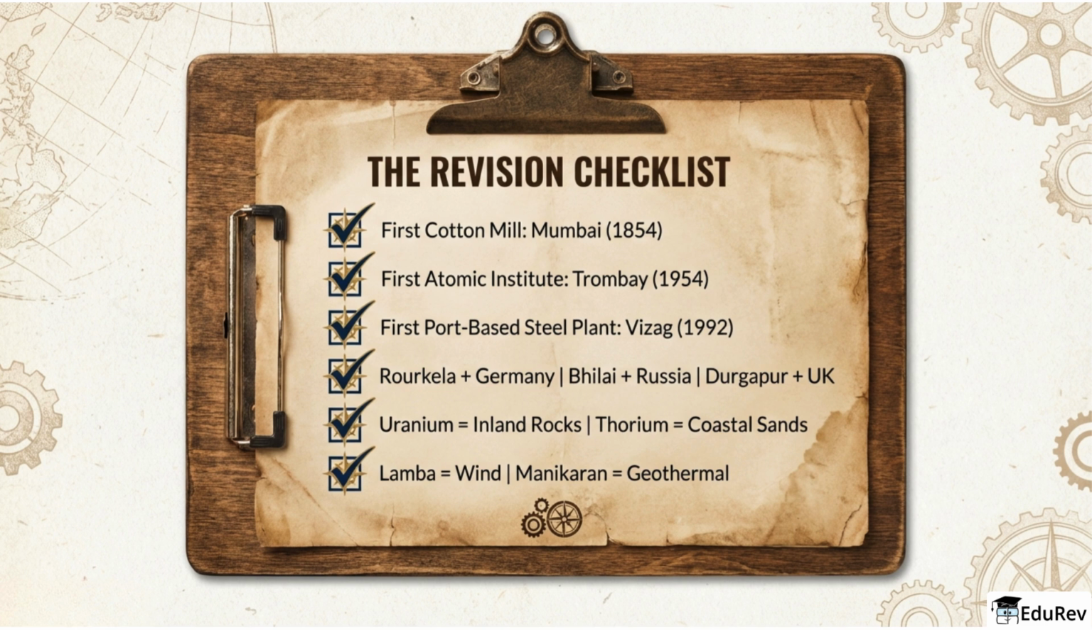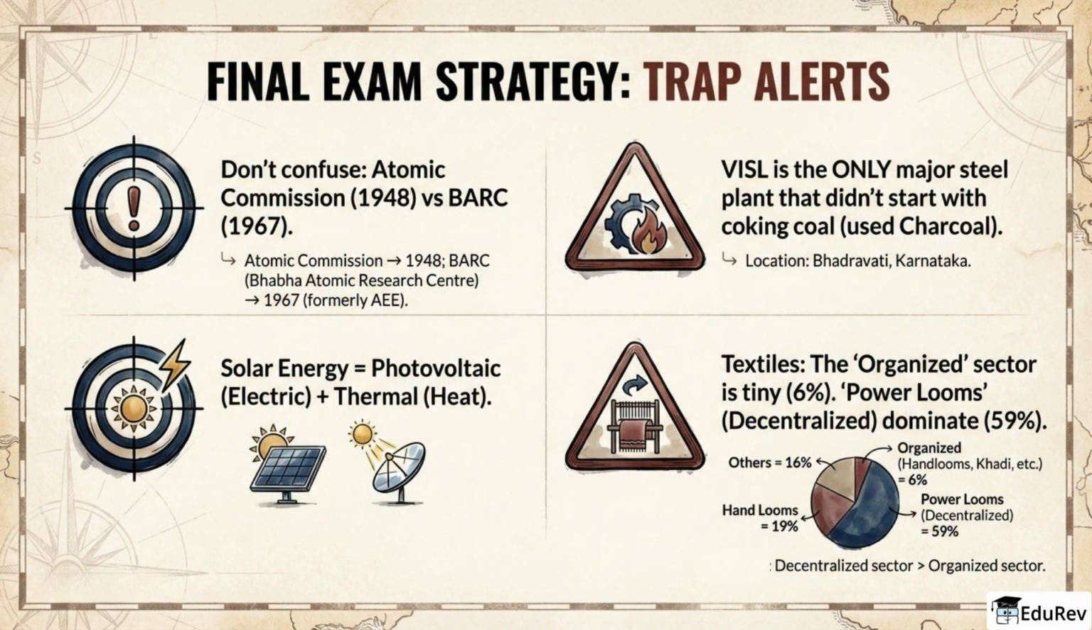Fifth, the mineral contrast, uranium equals inland rocks, thorium equals coastal sands. And sixth, the renewable associations, Lamba equals wind, Manikaran equals geothermal. This is how toppers revise, with anchors, not paragraphs. Now the final trap alerts. First trap. Do not confuse the Atomic Energy Commission 1948 with BARC 1967. Commission came much earlier. BARC came later.